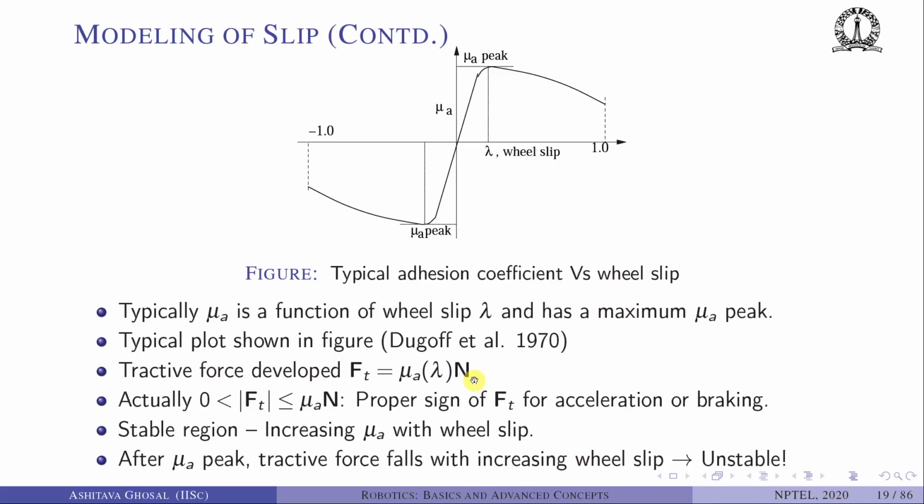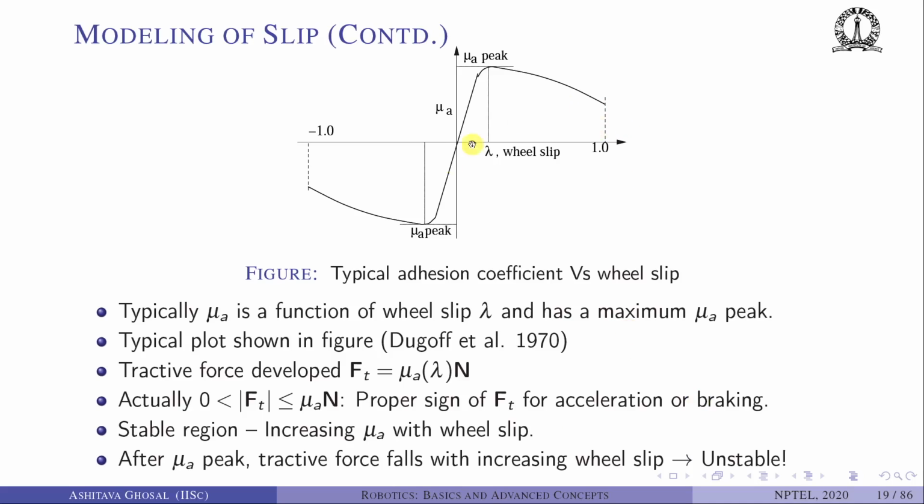If you were doing a basic mechanics problem, the friction force is mu times N, where mu is a constant. But in the case of wheels rolling on the ground, mu is a function of the wheel slip. So actually the magnitude of this tractive force is less than or equal to mu a into N. Okay, so the proper sign of tractive force must be used for acceleration or braking.